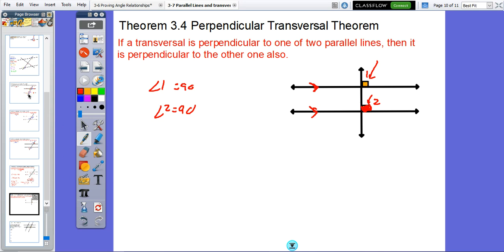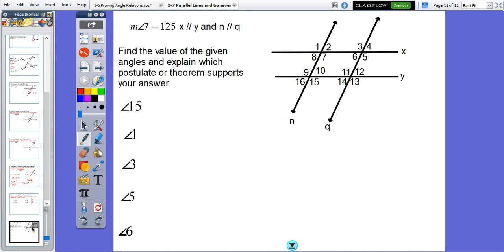But referring back to the 4 things that we talked about, this is how you see some of the assignments. So angle 7 is 125. So this angle right here is 125. I do know that X and Y are parallel to each other. FYI, this little double line right there is the symbol for saying that the lines are parallel. And then N and Q are parallel to each other. You see how they have a single arrow right here? That's how they usually mark them. The single arrows are parallel to each other, and the double arrows are parallel to each other. Kind of like the arcs, the single arcs are congruent to each other, and the double arcs are congruent to each other.